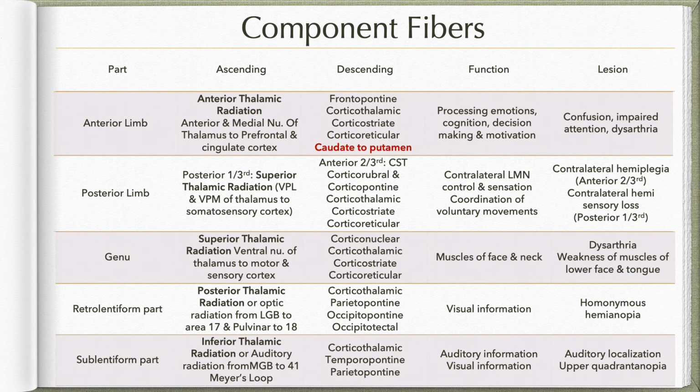Please note it does not cause deafness, because we know that both cerebral hemispheres receive input from both ears. So if one side lesion is there, it will not result in deafness, but instead there will be problem in localizing the sound. However, because of the involvement of Meyer's loop, the lesion to the sublentiform part may result in what is known as upper quadrant anopia. That is, because these fibers are carrying information from the lower half of the retina, there is blindness in the upper quadrant of the visual field.